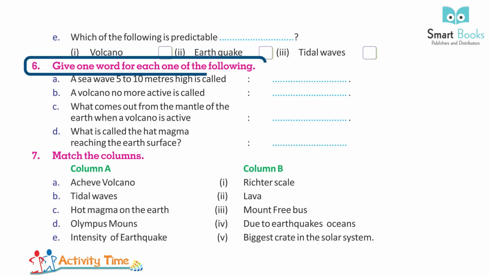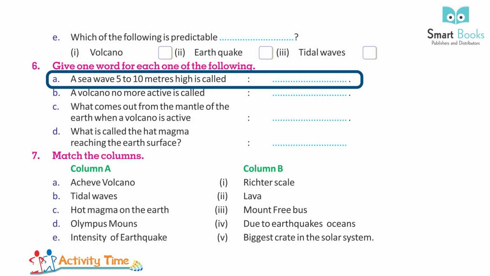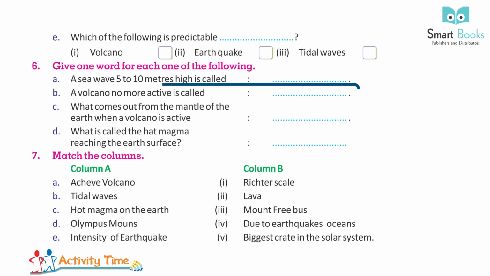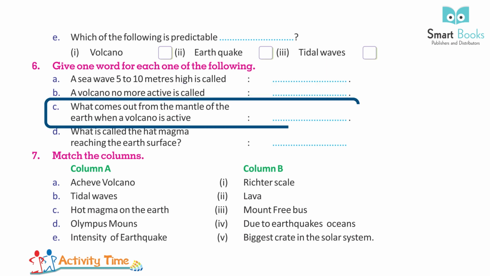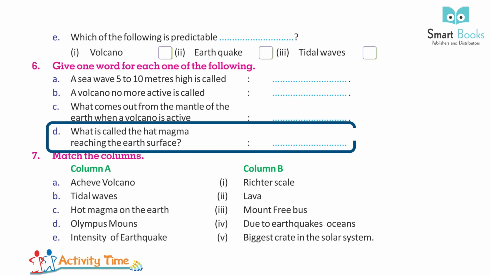6. Give 1 word for each one of the following. A. A sea wave 5 to 10 meters high is called. B. A volcano no more active is called. C. What comes out from the mantle of the earth when a volcano is active? D. What is the hot magma called when it reaches the earth's surface?